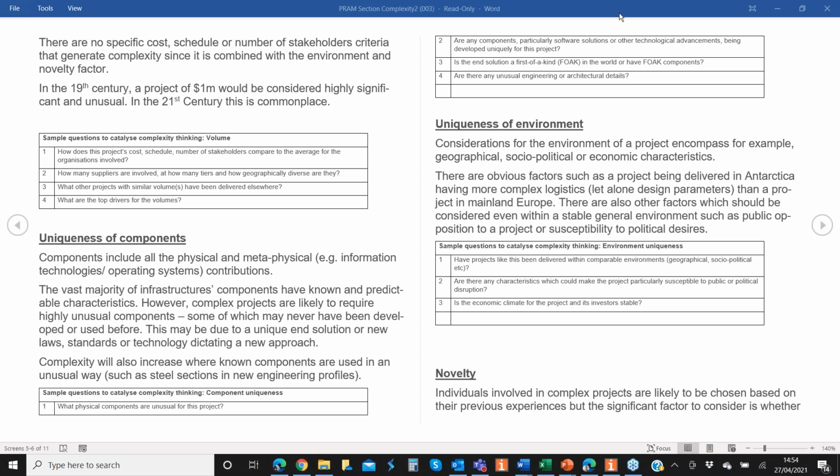Yeah. Is there also anything here? Sorry, it's Siobhan Crawford speaking. Around the dependencies that rely on the project being delivered. So in the sample questions of the complexity thinking. What were you thinking there, Siobhan?